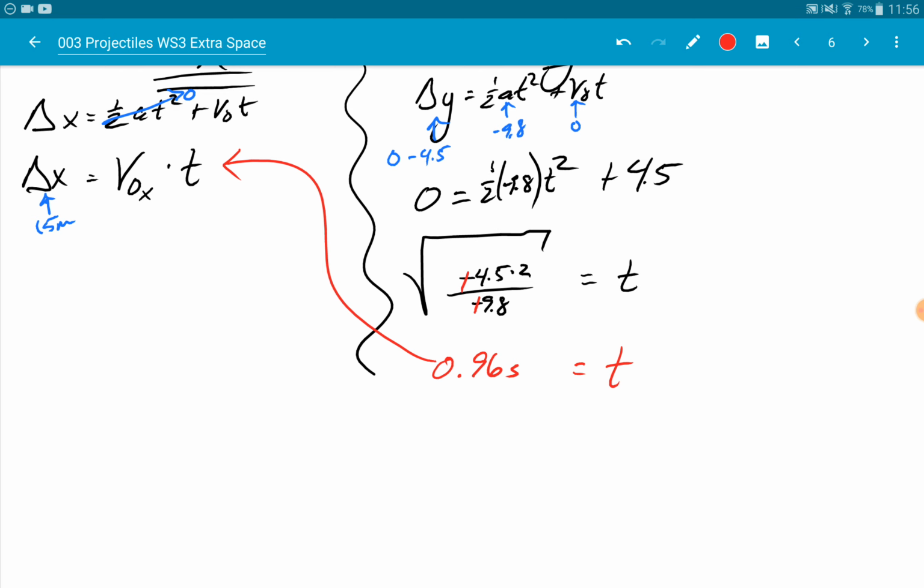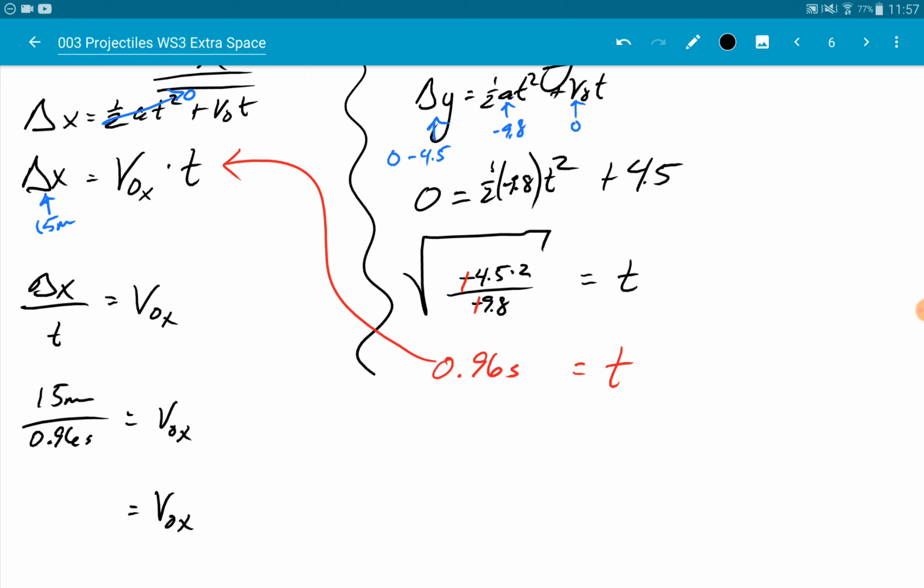Now when I put that in there, I can find the velocity in the x dimension here. So v naught x is equal to my delta x over time there. And I can plug that in. We know that's 15 meters over that 0.96. And I'm using the whole time there. I am not using the rounded bit. So 15 divided by, I stored that as t in my calculator. And then I get 15.65 meters per second.